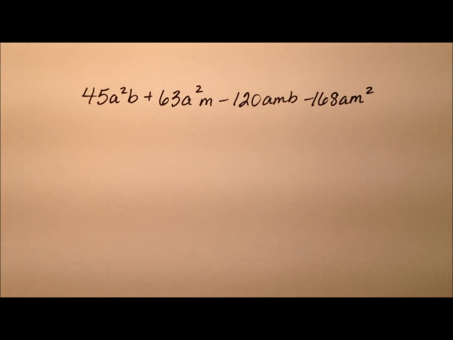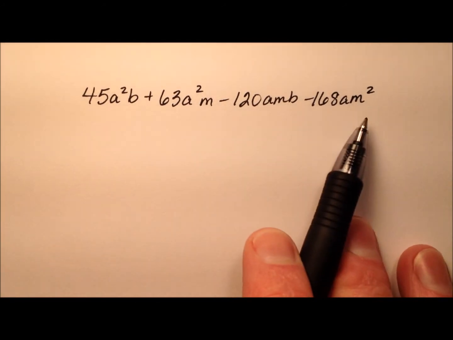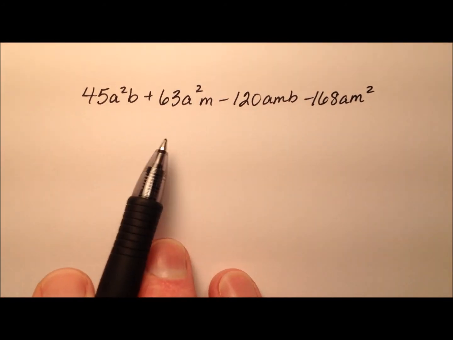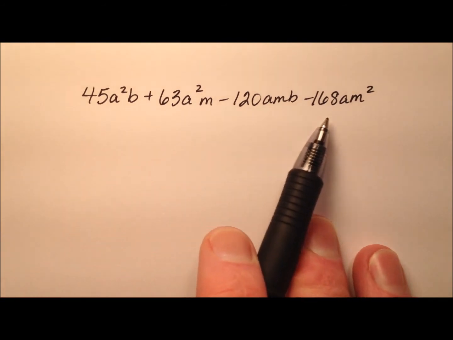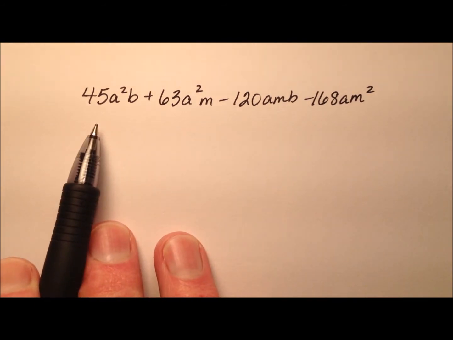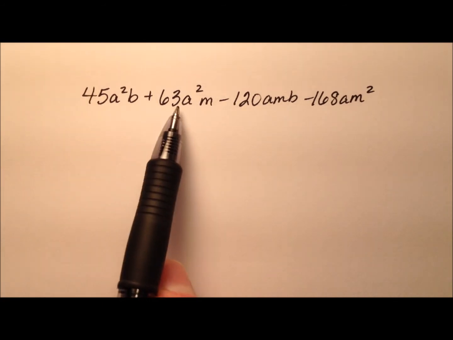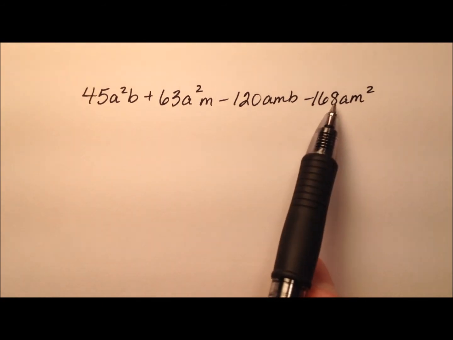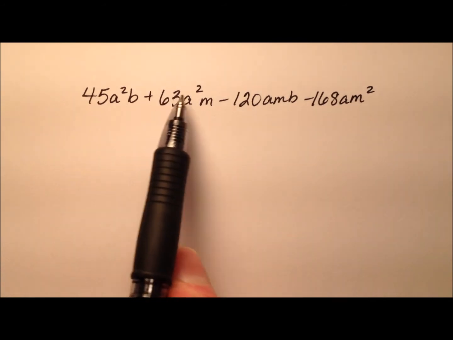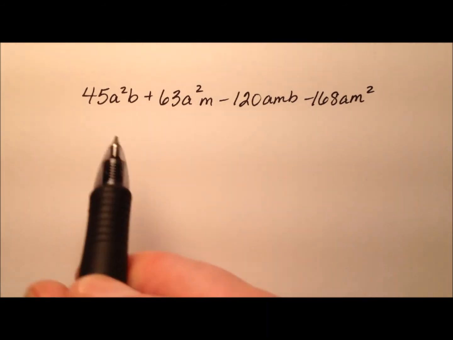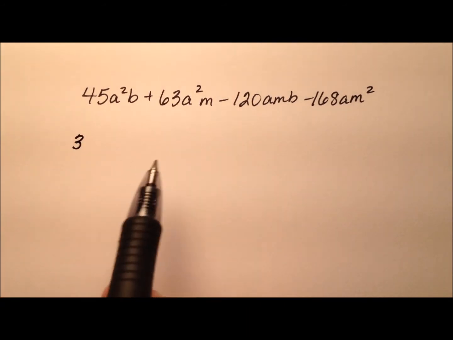In this example, we're going to factor this algebraic expression by grouping, but before we do so, we're going to look to see if there's any greatest common factors that we can divide out of all four terms. And it looks like between 45, 63, 120, and 168, I can factor a 3 out, and I think that's probably the biggest number.